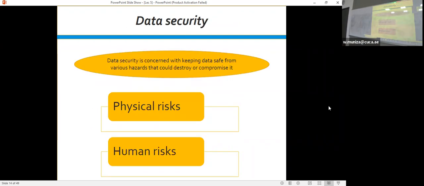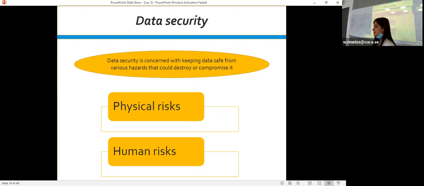Okay, now students, when the organizations collect data from the consumers or from the employees, it has to be kept secured against different hazards. There are different conditions which can make the data vulnerable. So those hazards have to be mitigated. They have to be kept to the extent that they do not affect the data of the organization. So physical risks can be there to the particular data. There can be certain human risks to the data collected.